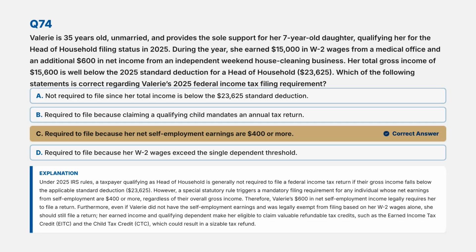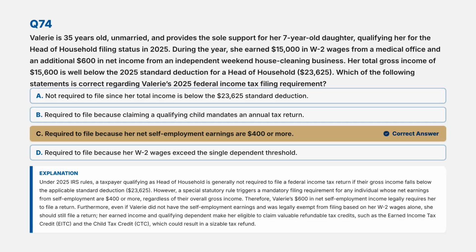Furthermore, even if Valerie did not have the self-employment earnings and was legally exempt from filing based on her W-2 wages alone, she should still file a return. Her earned income and qualifying dependent make her eligible to claim valuable refundable tax credits such as the Earned Income Tax Credit (EITC) and the Child Tax Credit (CTC), which could result in a sizable tax refund.